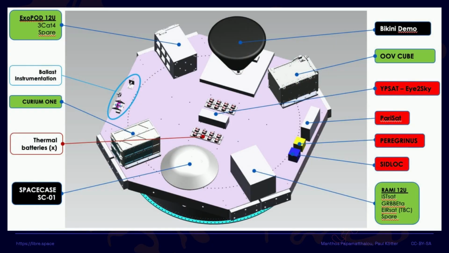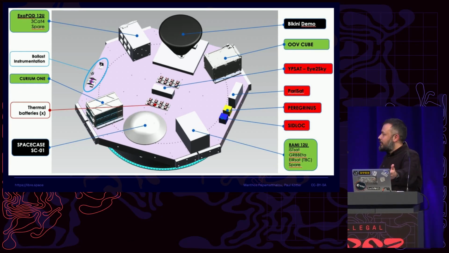So at this point, we met Paul at C3 Space, and we found out that the next payload actually was Paul. Yeah. So Paul, do you want to go talk about your payload?